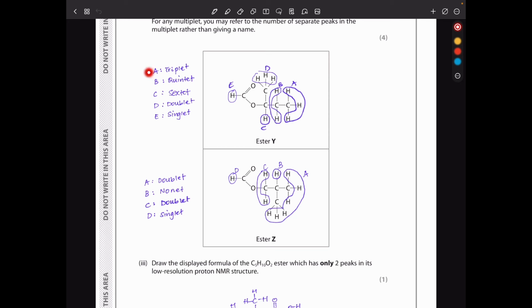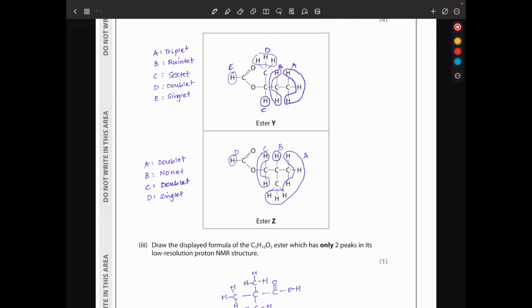Now, environment A is a triplet. Why? The nearby carbon has 2 hydrogens, so 2 plus 1 gives us 3. Environment B is a quintet. Why? We have 3 here and we have 1 here, so 4 plus 1 gives us 5. And environment C, the carbon here is connected to this, which has 2, and the other side we have 3, so that is 5 plus 1, we get 6, so sextet. Environment D is connected to this carbon that has 1, so it's going to be 1 plus 1, which is 2, doublet. And this one here, the carbon is not attached to anything with a hydrogen, so this is a singlet.